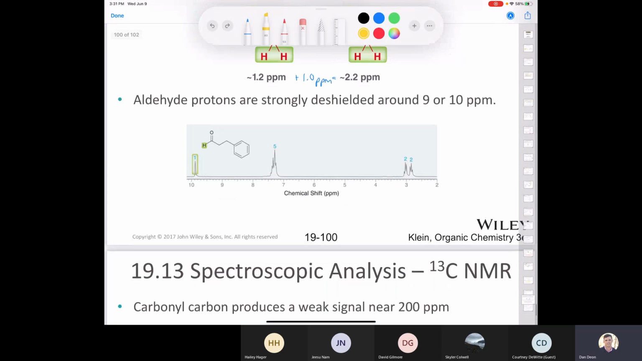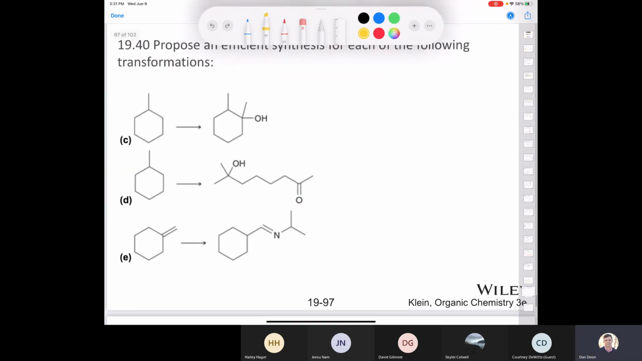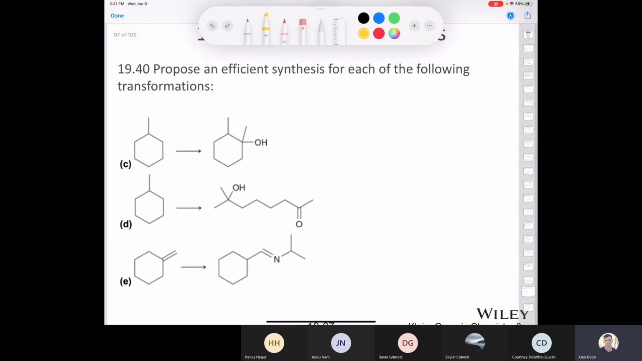So yeah, where does that leave us? That leaves us with this last question, which was a synthesis question. And it asks you to propose efficient syntheses for all of these different transformations. So some really interesting transformations here. And I'm just looking at what I wrote down because I tried these earlier today. And these aren't your run-of-the-mill 2-3 step problems, are they? These ones, especially the first two, take a few steps.